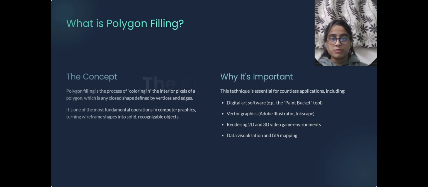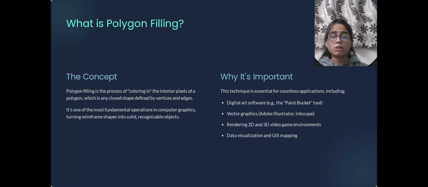So what is polygon filling? At its simplest, it is the process of coloring in the inside of a shape. In computer graphics, we define a shape or polygon by its vertices and edges, basically a connect-the-dots outline. Polygon filling is the algorithm that figures out which pixels inside that outline need to be colored in. It's what turns a simple wireframe into a solid blue button.